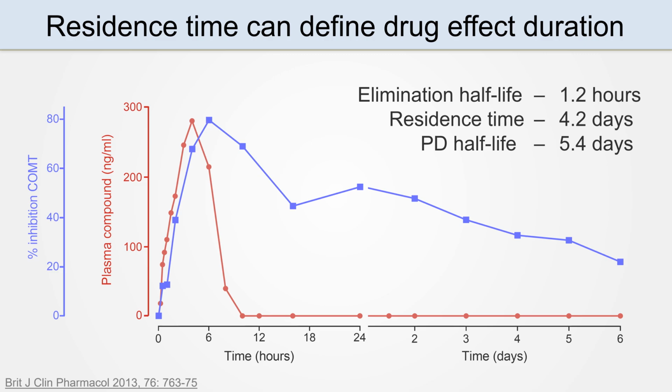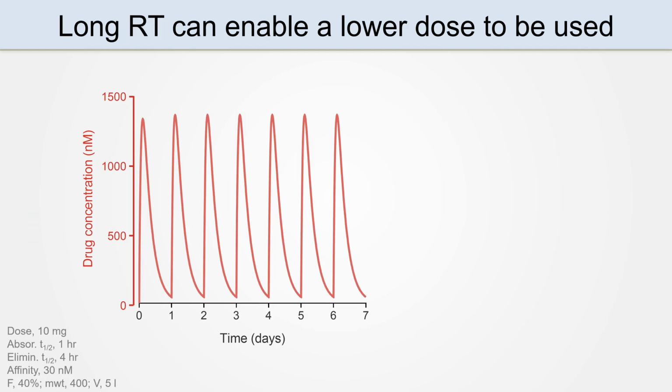Now this is an example for a single dose of drug. Now let's look at what happens when we give multiple doses of drug. To do this, we're going to use a simulation of a theoretical drug. This simulation will show how a long residence time can enable a lower dose to be used in a repeat dosing paradigm. Here we have a drug dosed once a day for 7 days.